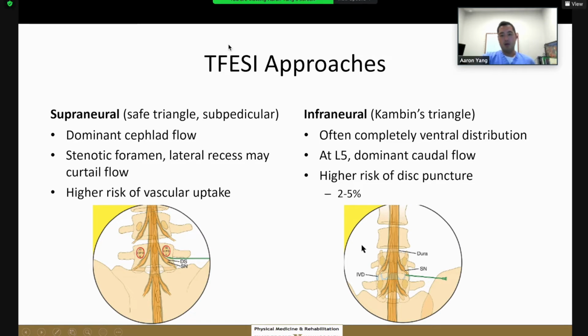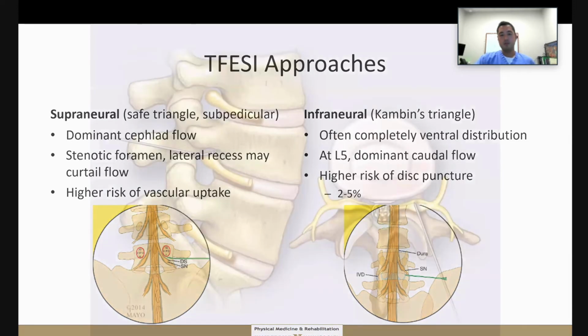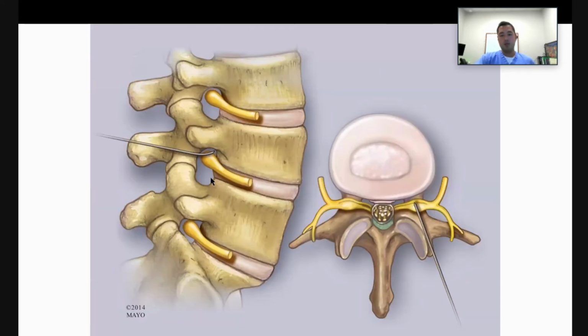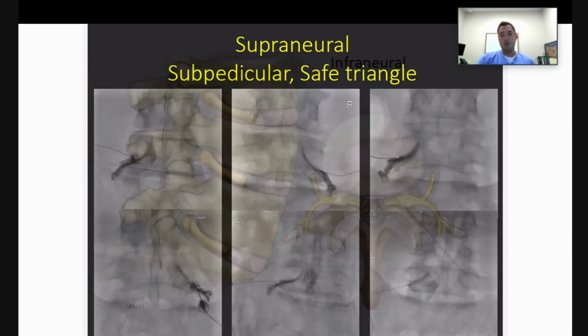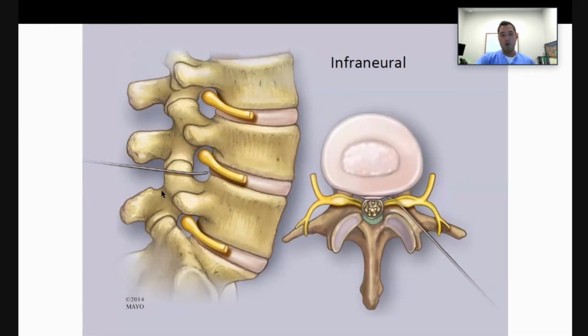The infraneural approach is below the exiting nerve root. So again, even at that same level, you can put the needle above or below the nerve root. Here's a schematic of a supraneural approach. As I mentioned before, the needle is right above the exiting nerve root. When you're looking at contrast flow patterns, you can see the contrast flow right around that pedicle, and it goes superior.